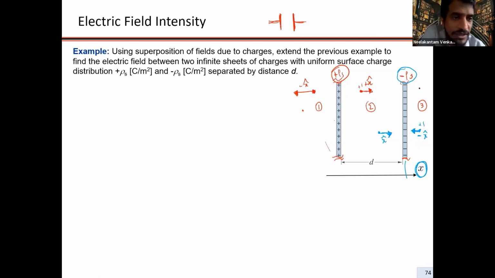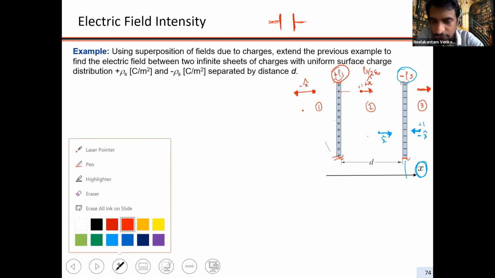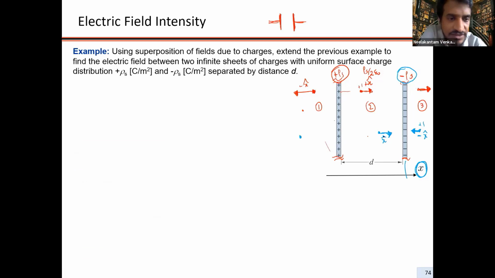Interestingly, what will be the electric field due to this one over here, had this surface not been present? The electric field due to this one would still be in this direction, right? It will still be in this direction here, regardless of the height where it is from this plate, regardless of the distance where it is from this plate. It's going to be rho s over 2 epsilon naught. Similarly, over here, regardless of what the distance is, this is going to be rho s over 2 epsilon naught in the x hat direction.